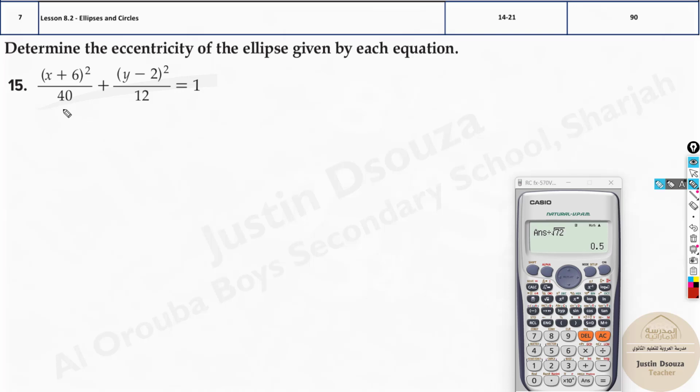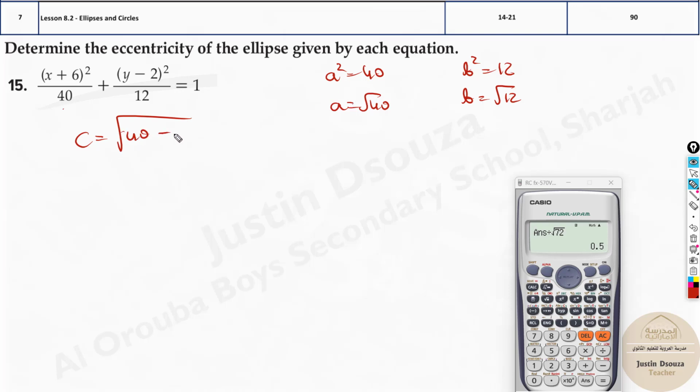Now what is the a value? Bigger value is a, so a square is 40, b square is 12, a is equal to root 40, b is equal to root 12. The c value will be equal to square root of a square minus b square. So c is square root of 40 minus 12. So we can directly do it. Square root of 40 minus 12, that's square root 28. And over here we can write 2 root 7.